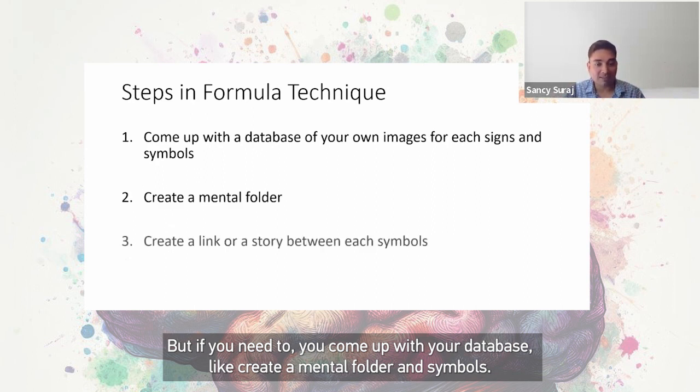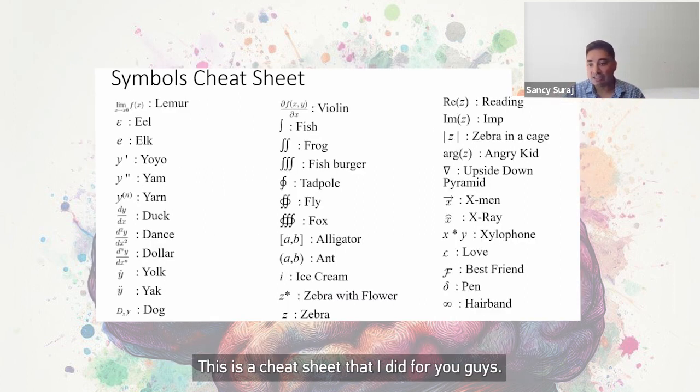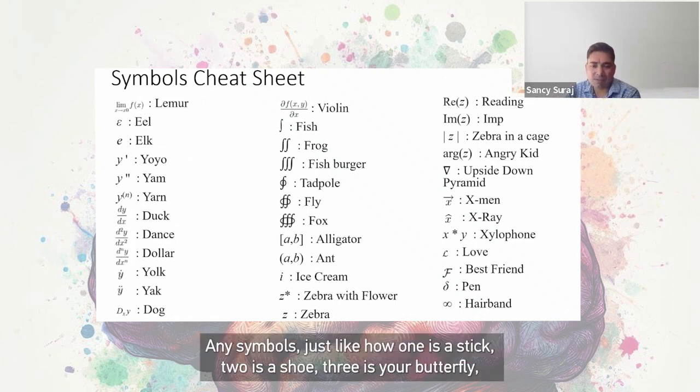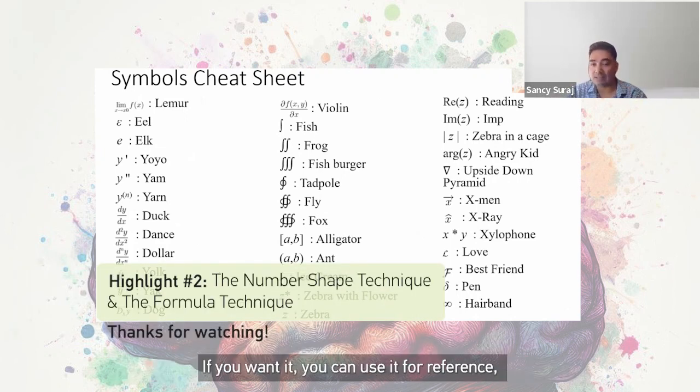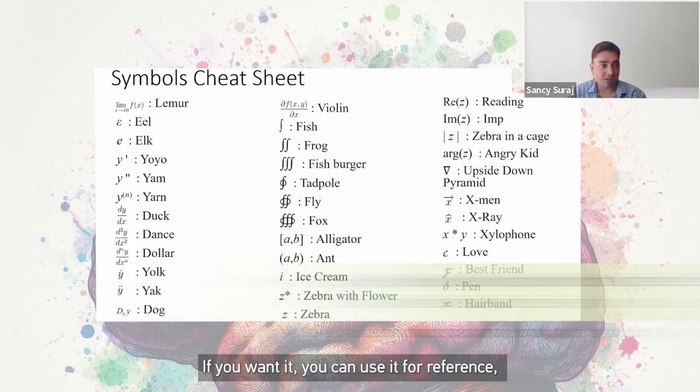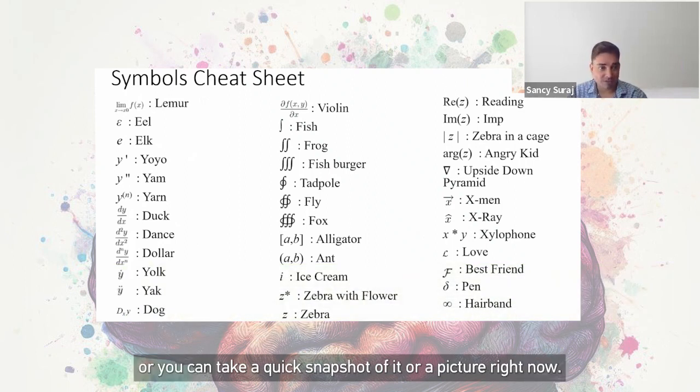Create a mental folder and symbols. This is a cheat sheet that I did for you guys. Any symbols, just like how 1 is a stick, 2 is a shoe, 3 is your butterfly, so on and so forth. It's the same thing here for you to create a link. If you want, you can use it for reference, or you can take a quick snapshot of it or a picture right now.